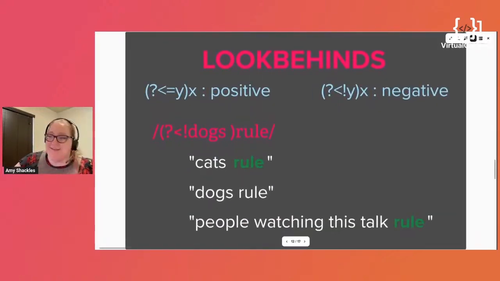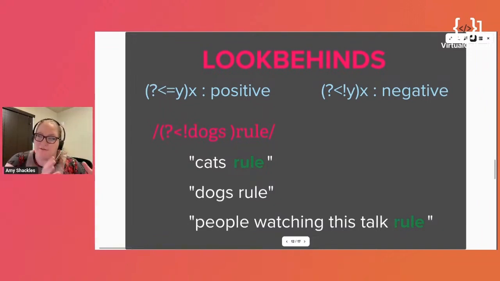Then there are look-behinds. That's the same principle, but on the other side of the pattern. You're looking behind your string to see if the contents include or don't include the look-behind.